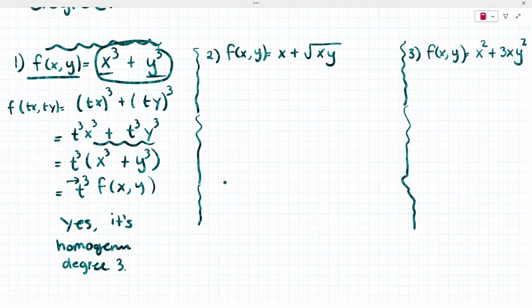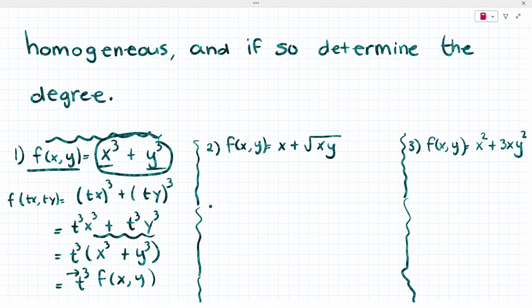Okay, let's move on to the next example. So example 2, we've got to determine if it's homogeneous. So first step is plug in t of x for your x and t of y for your y. So this x right here is going to be t of x, plus the square root of x times y, so your x is t of x times t of y.